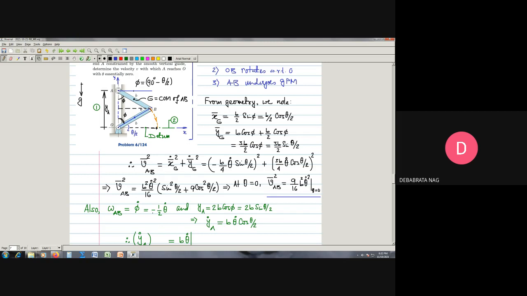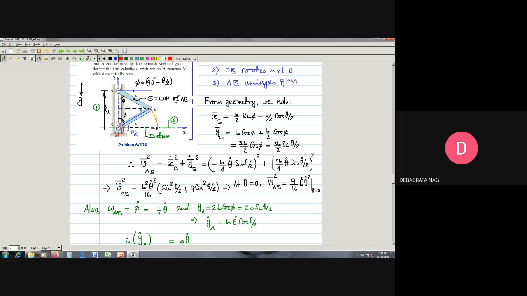Don't worry about this minus sign, because we anyway require the square of the angular velocity. And since theta dot is going to be negative, because theta is actually dropping with time, the value of theta is decreasing, so theta dot itself is going to be minus.